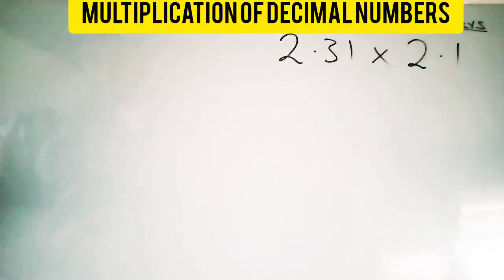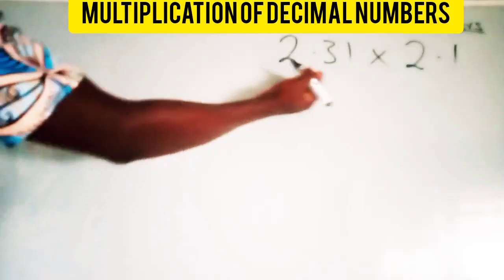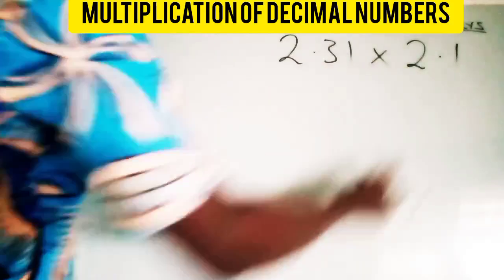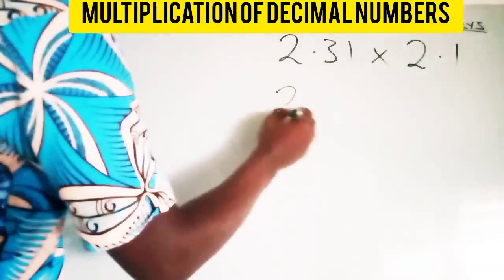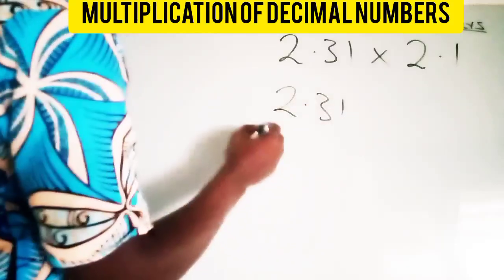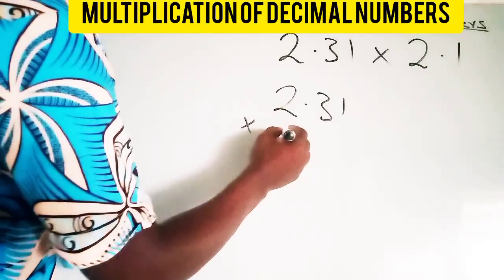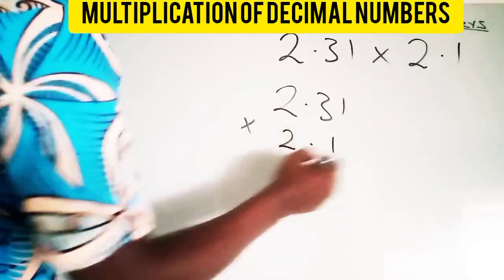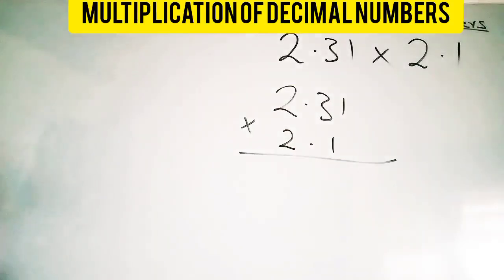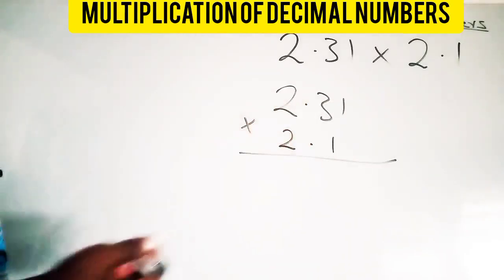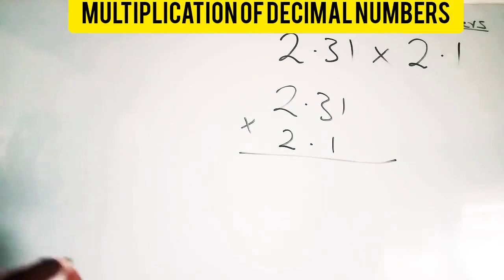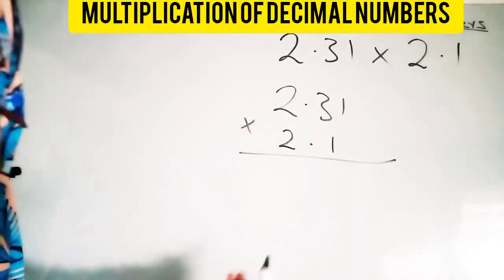2.1. When you have this decimal number multiplying another decimal number, what we do is that just as usual, we are going to rewrite this. We are going to write 2.31 times 2.1. Now, when you are solving multiplication in decimal numbers, you first of all ignore the decimal point and multiply the digits as if they were whole numbers. Okay, so we are going to go straight to multiply them.